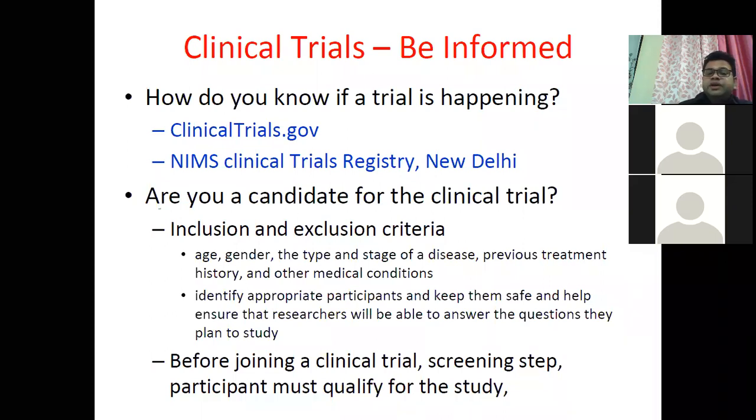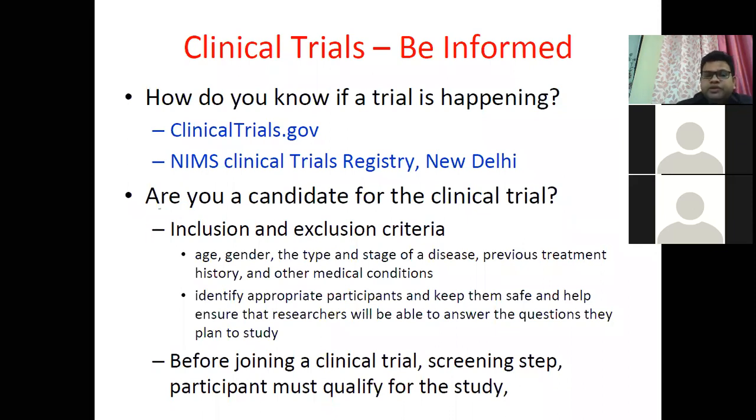So are you a candidate for the clinical trials? Inclusion and exclusion criteria. So who will be included in the clinical trials and who will be excluded? So what are the criteria? Age, gender, the type and stage of disease, previous treatment history, and other medical conditions.